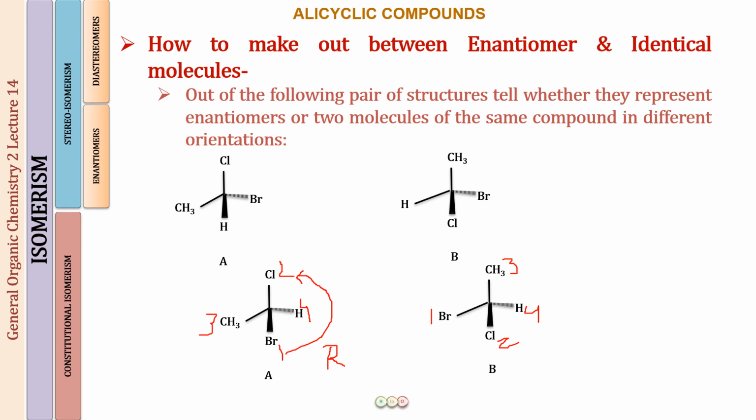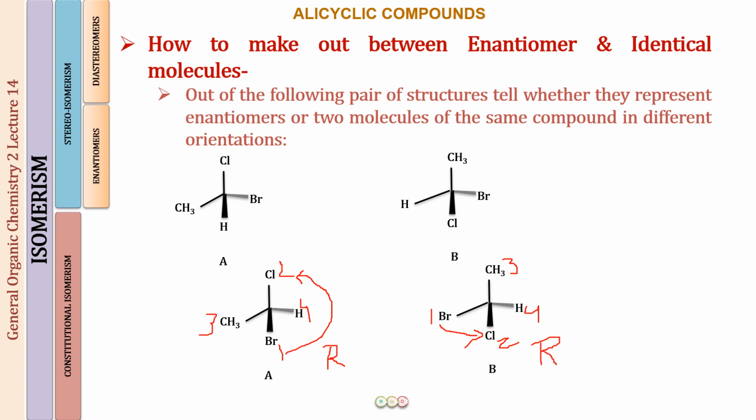And here it is going to be 1 to 2 this way. So what direction is this? Again, this is in the anti-clockwise direction. Anti-clockwise direction means it is S, but we have to write the opposite of it. So this is going to be again the R configuration.